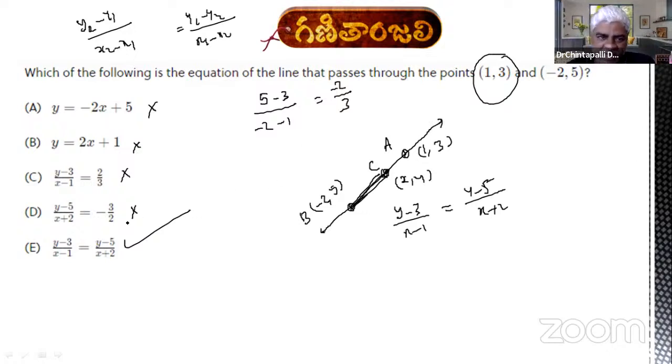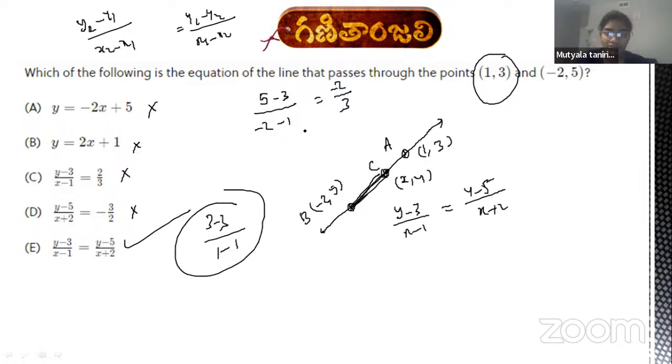And now 1 comma 3, we plug in. If we plug in 1 comma 3, we must get the correct statement. 3 minus 3 by 1 minus 1, fine. Next, take another point. 5 minus 5 and minus 2 plus 2. Both getting the same, 0 comma 0. Okay.